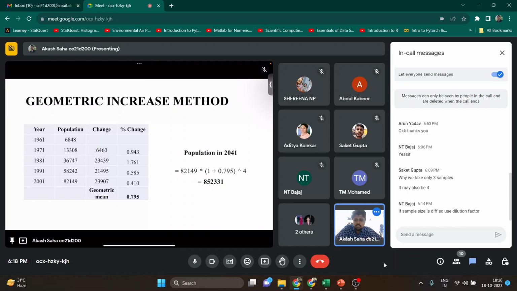How many? So this is the geometric mean. We found it as 0.795. So the population will be 82,149 into 1 plus the geometric mean to the power of the number of decades. So 2041 means 4 decades. So see what the variation is, how drastically it has increased. So in the geometric method, the increase will be too high. So we have to be careful.